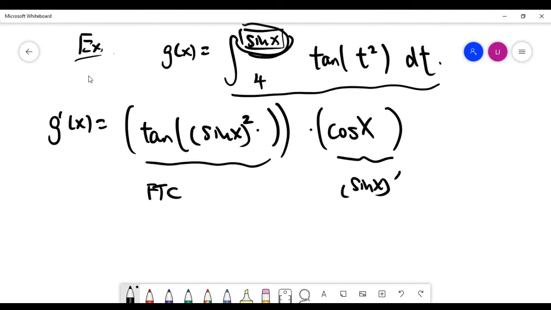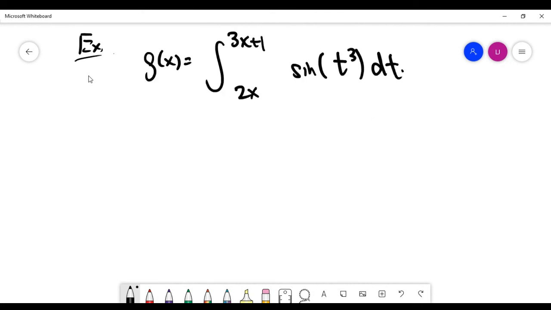As you can see, it's still quite an easy application, even if the upper limit is not x but a function of x, because we just need to apply the chain rule once. And let's look at another problem. This case is even worse, because the upper and lower limits are both functions of x, which means that we cannot apply the fundamental theorem of calculus easily, because usually the lower limit must be constant for us to apply it.